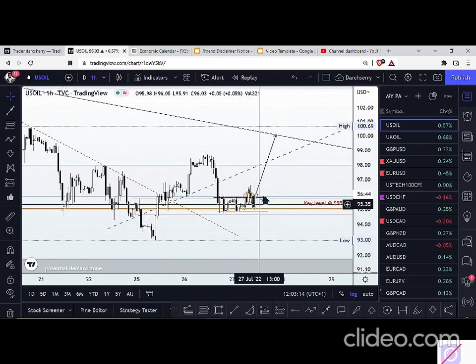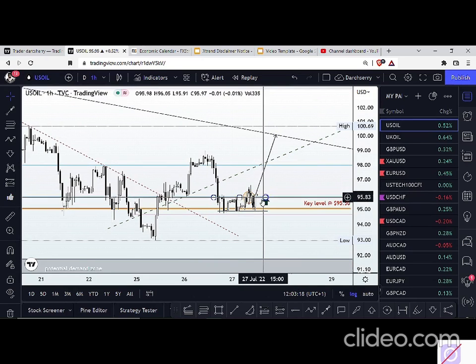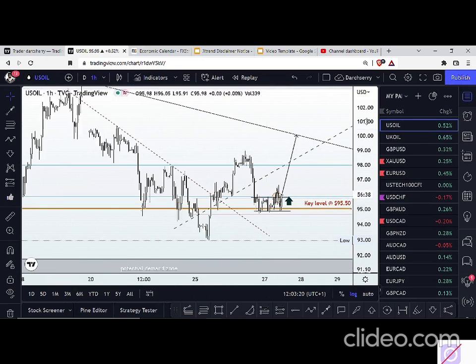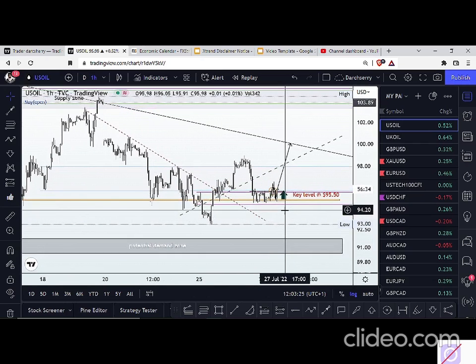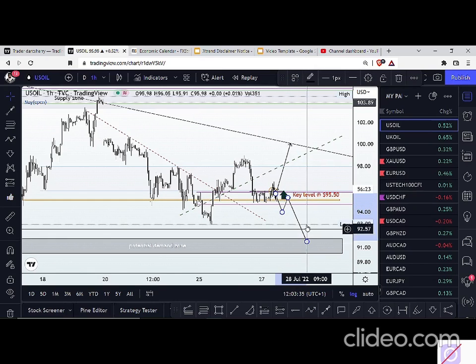And if price moves right above the $96, $97 area, kindly move your stop loss to break even to protect your position size, because there is a possibility that price could still break down that key level at the $95.50 level. And if that happens, then we want to wait for a retest of the structure to join the decline to the downside from here.